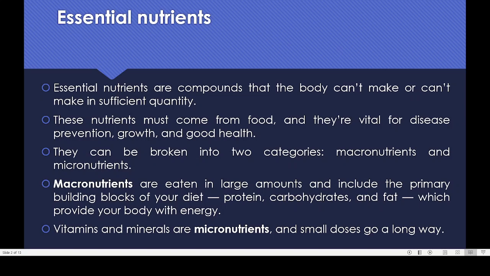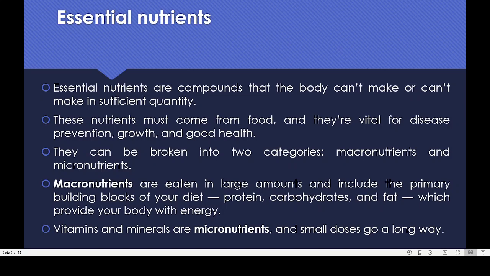Regarding nutrients, you can find a definition here. Nutrients are compounds that the body cannot make or cannot make in sufficient quantity. There are two conditions. Some of the nutrients our body is able to make, but some our body may not be able to make in any amount. So those compounds that our body can't make, or can't make in sufficient quantity, are known by the name nutrients.